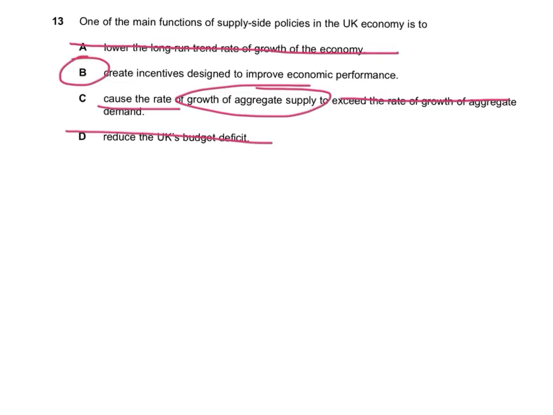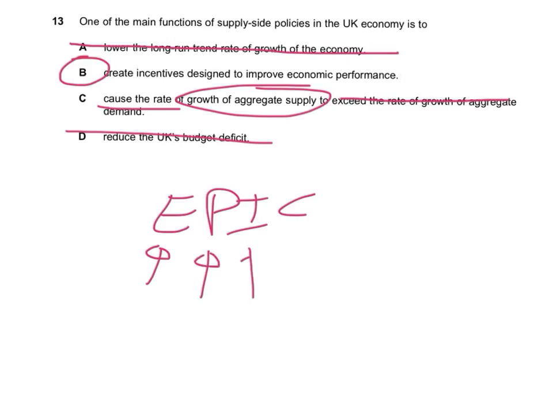With this one, you know supply side policies make firms more efficient and more productive. They provide incentives, which is what B is about. They also make our firms more competitive.